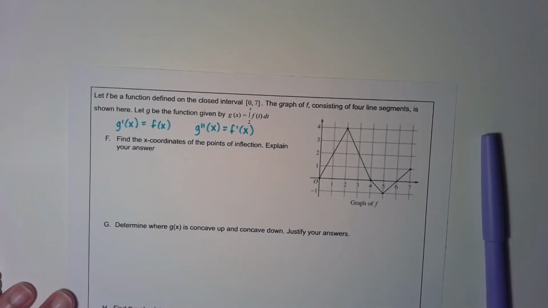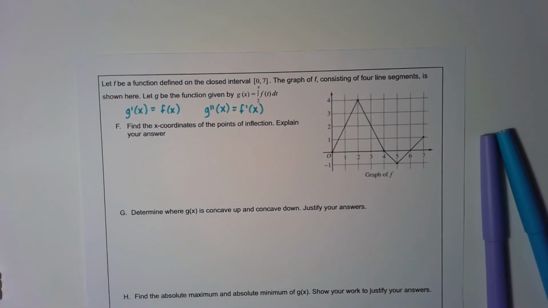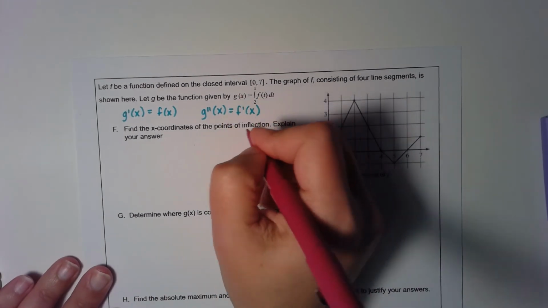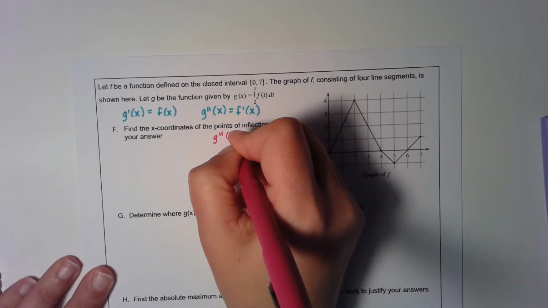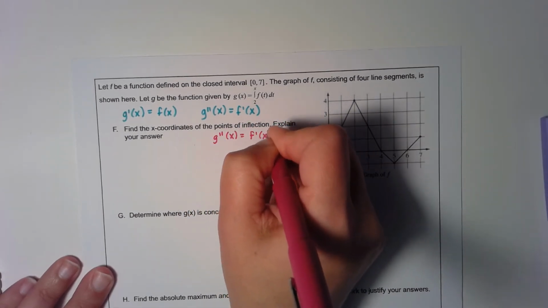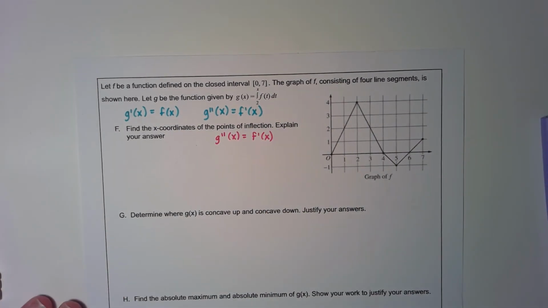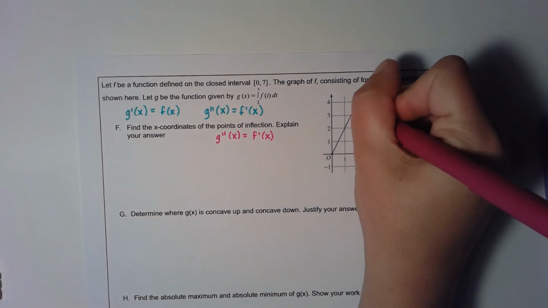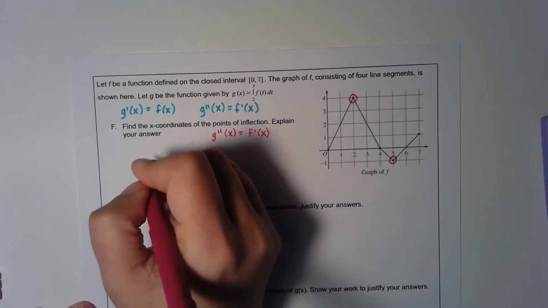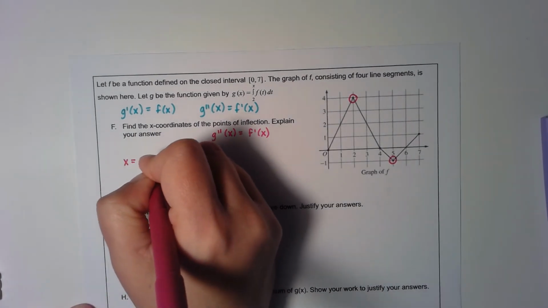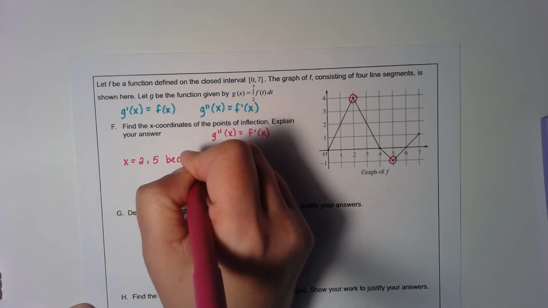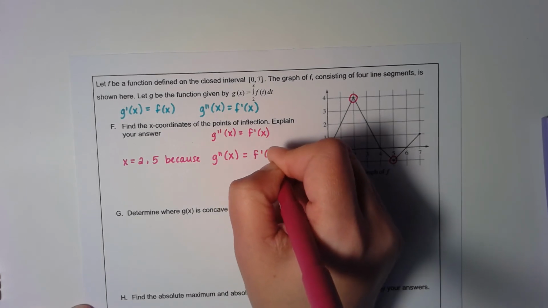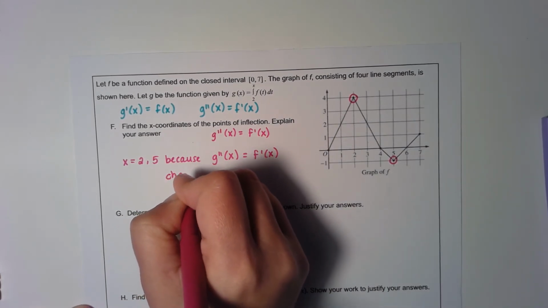Okay. Next it says, find the x coordinates of the points of inflection. Explain your answer. As a reminder, points of inflection are the places where the second derivative changes signs. Now in this problem, the second derivative is equal to f prime of x. So we're looking for where the slope of this graph changes signs, which if you think back to when we looked at the graph of the derivative, that's the same thing we looked for before. So our points of inflection would be at 2 and 5. So we would say x equals 2 and 5 because the second derivative, which is equal to f prime of x, changes signs.